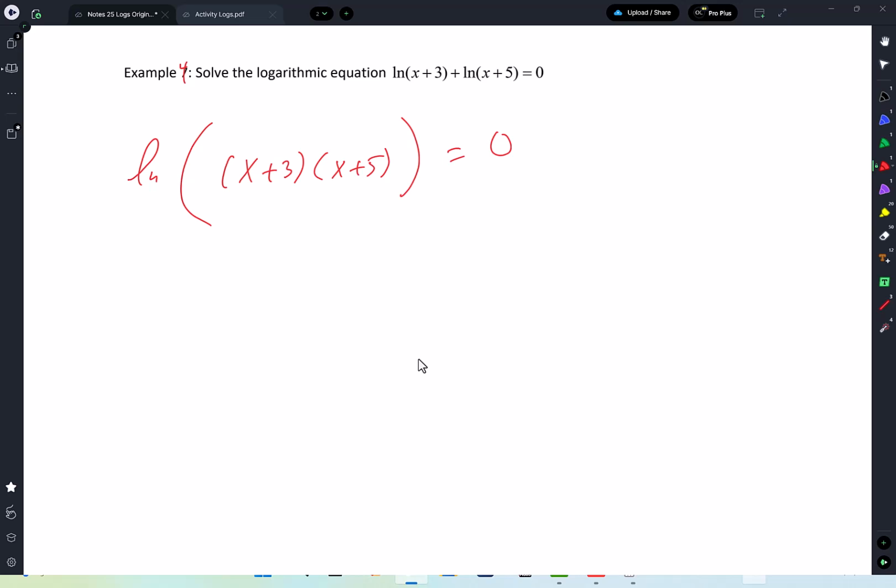Now, ln and e are inverses of each other, guys. So later on, when we get more advanced, I'm just going to tell you to e it, e to the power of that. But for now, we're not there yet. So I'm going to tell you, turn this into a log with a base e. Log base e of (x + 3)(x + 5) equals 0.